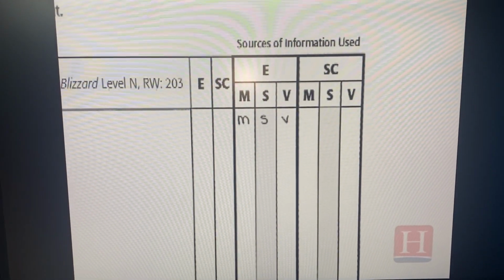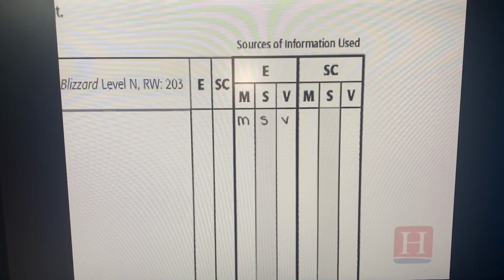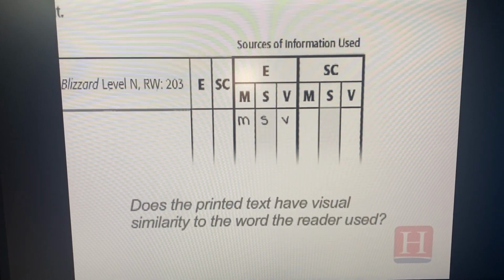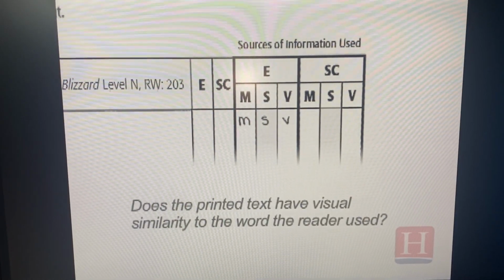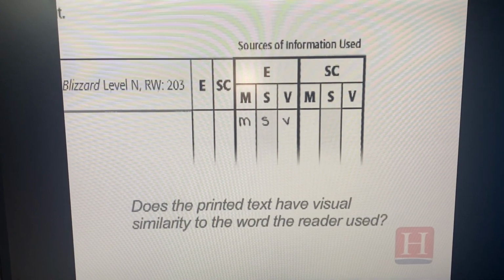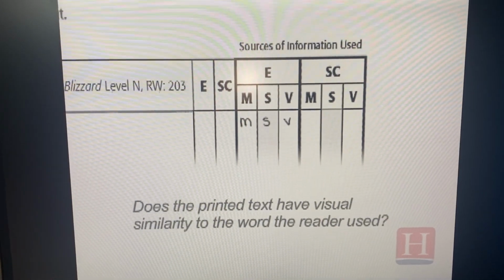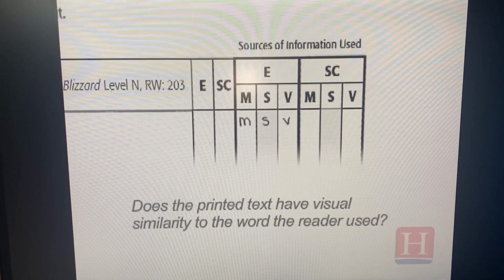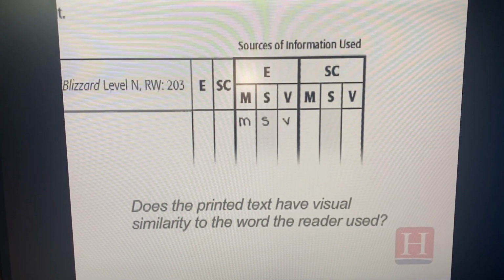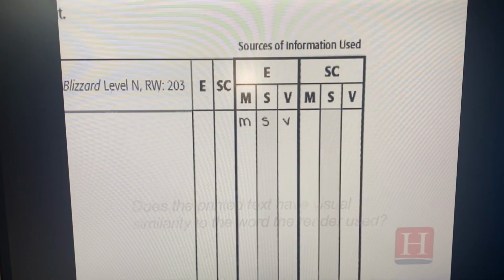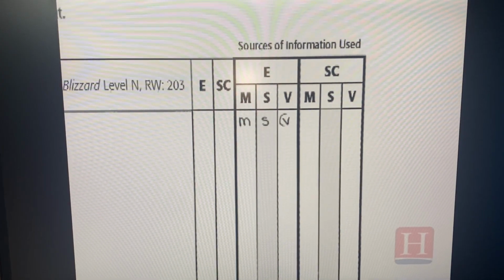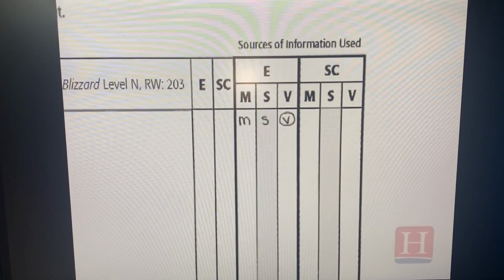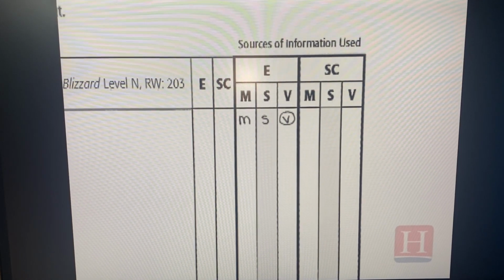When you consider if the reader used visual information when making the error, ask yourself this question. Does the printed text have visual similarity to the word the reader used as she read? It's important to look not only at the beginning of the word, but also at the interior and end of the word. If so, circle the V in the V column of the error section.